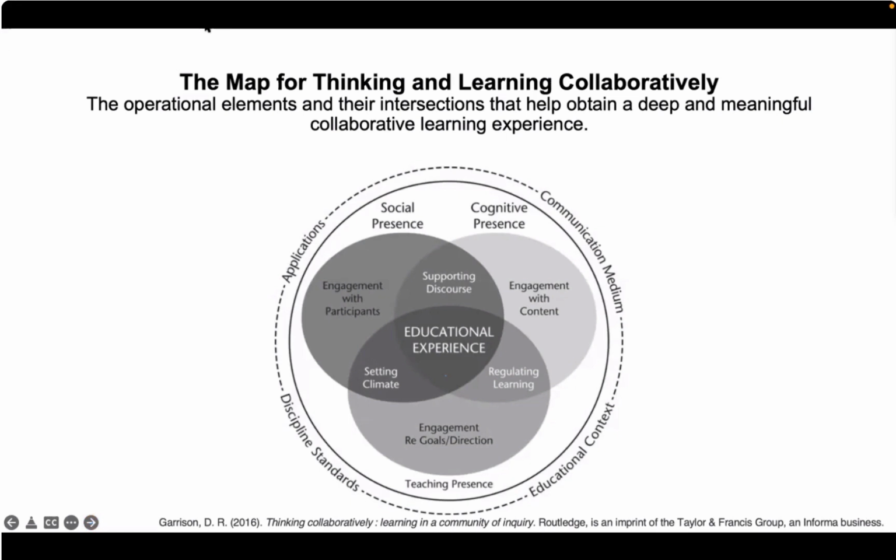Here is an illustration that came from the textbook, showing the map for thinking and learning collaboratively. It shows operational elements and their intersections that help obtain deep and meaningful collaborative learning throughout the whole educational experience.